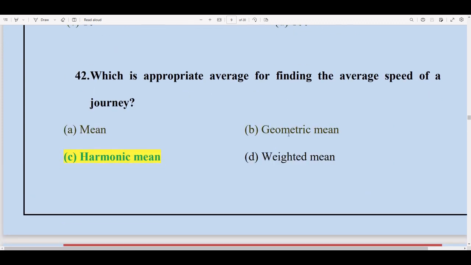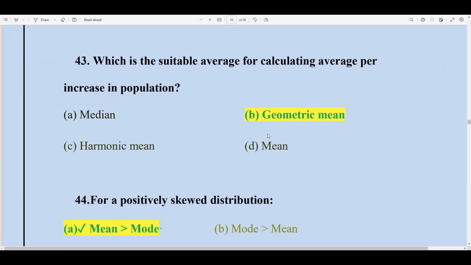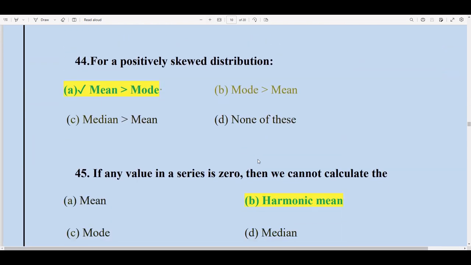The appropriate average for finding average speed is the harmonic mean. The suitable average for calculating average percent increase in population is the geometric mean. For a positively skewed distribution, mean is greater than mode.